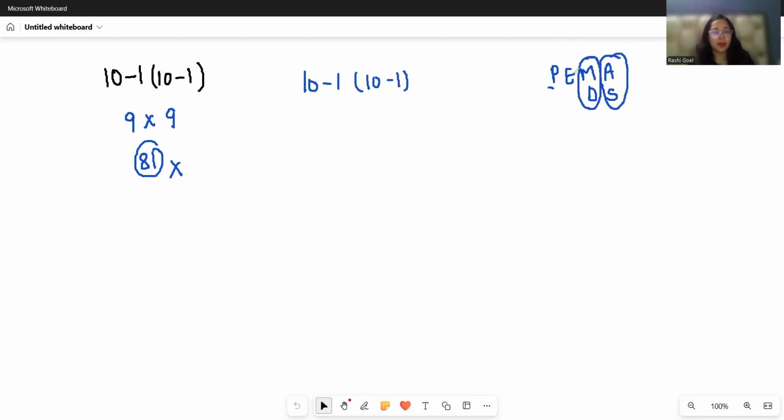Similarly, addition and subtraction. So in this expression, first we have to solve the parenthesis, that is 10 minus 1, 9. Now rewrite the left out terms. If there is no sign between, then we have to put multiplication. So now two operations are left, that is subtraction and multiplication. We have to give priority to multiplication over subtraction. So it's 10 minus 1 times 9, which is minus 9, and 10 minus 9 is 1.